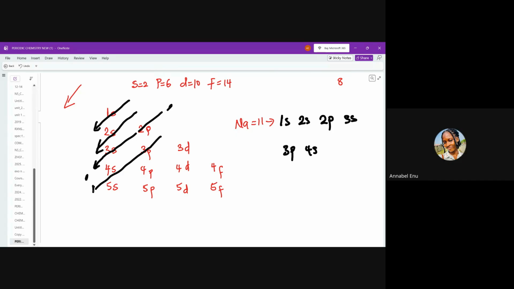3d. 3d, very good. And then 4p, right? Then 5s. That's the trend. Now, how are we writing these? They are just the subshells, okay?